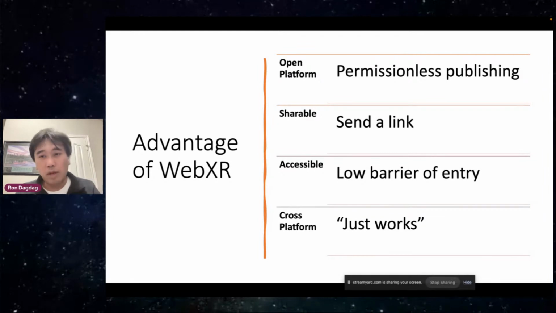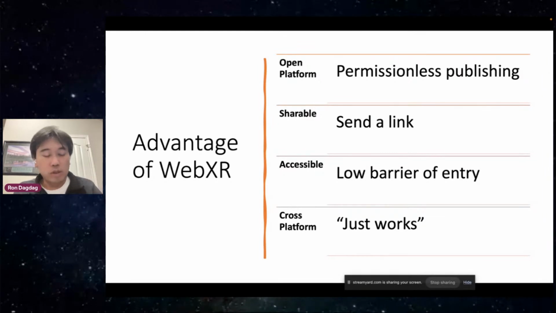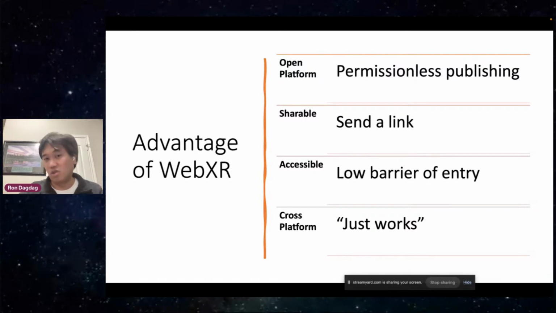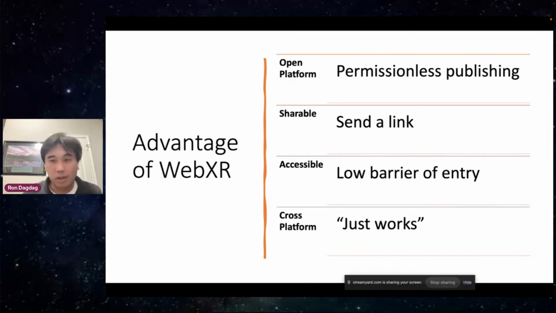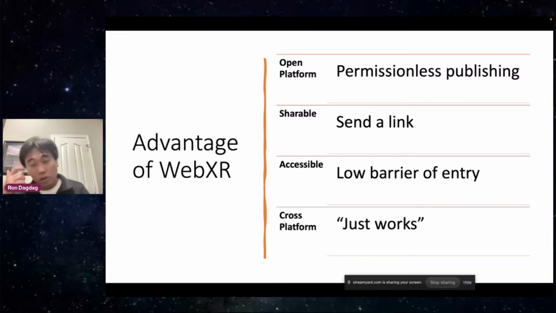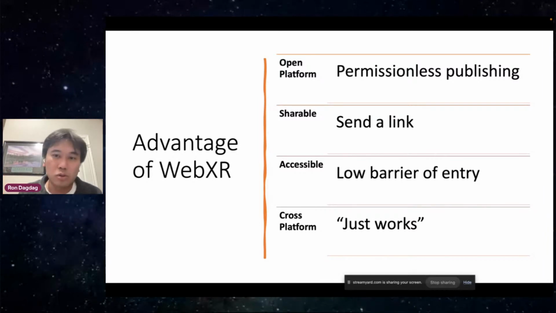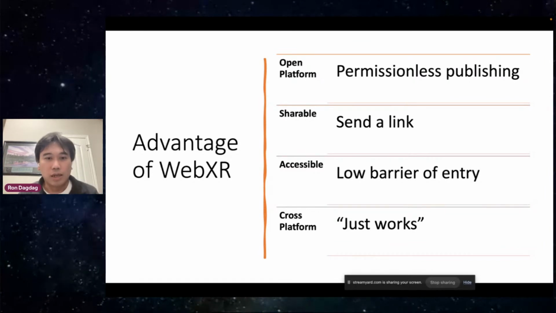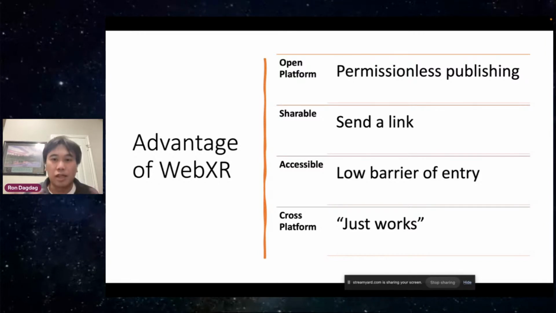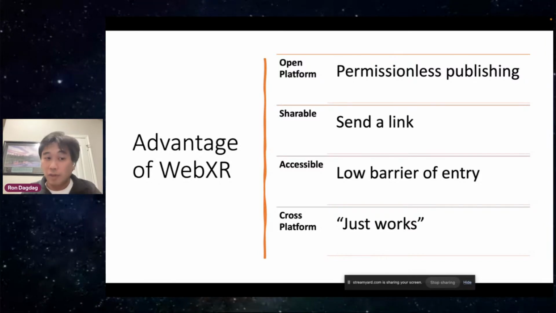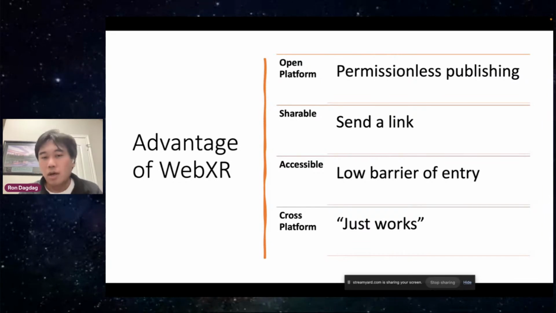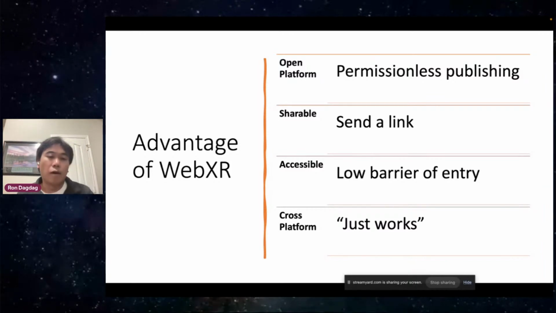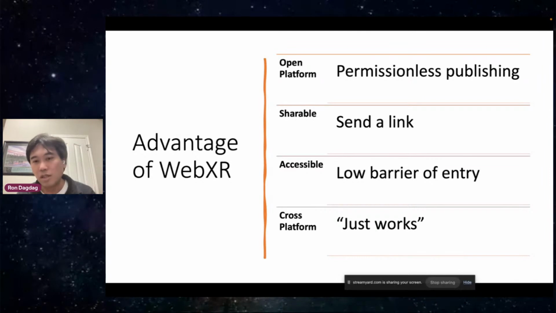One is open platform. That means it's permissionless publishing. If I can build a website, and I want to create an XR website, I can follow the same steps. You don't have to go through a store or marketplace for other people to install your apps. You can share a link. You send them a link and they'll be able to experience it if, of course, their phone or headset has that capability.